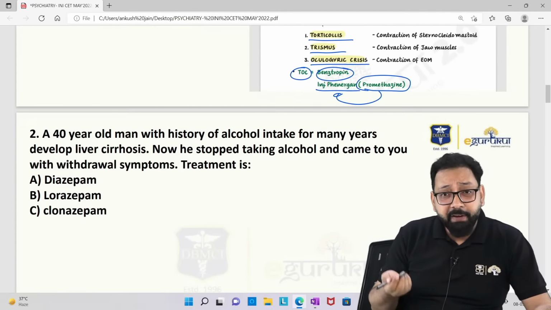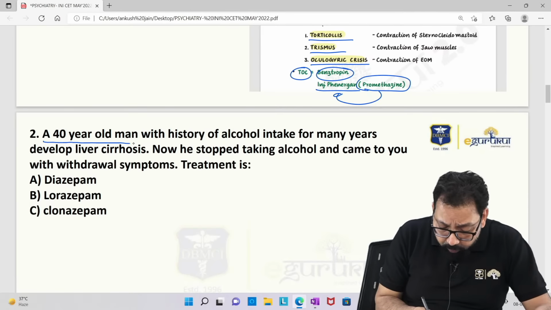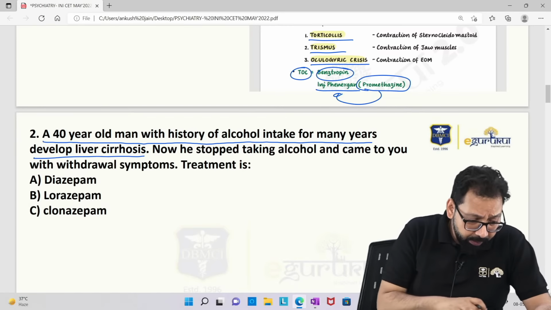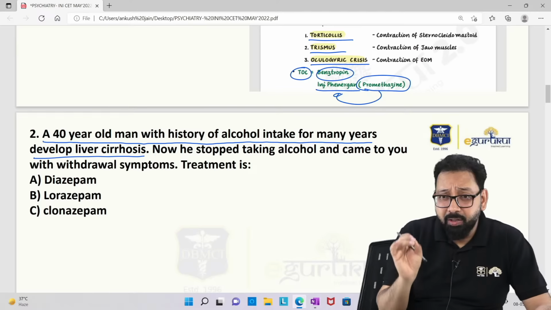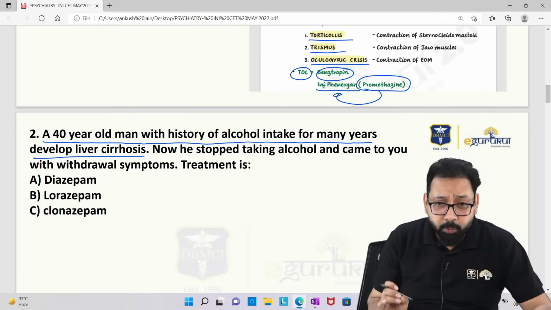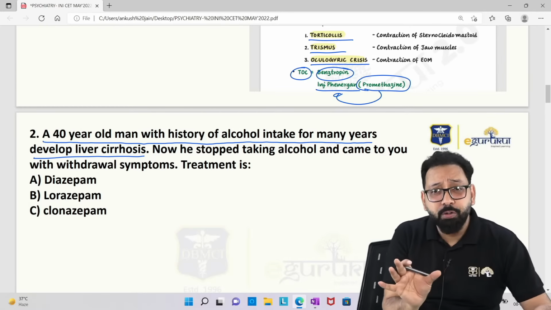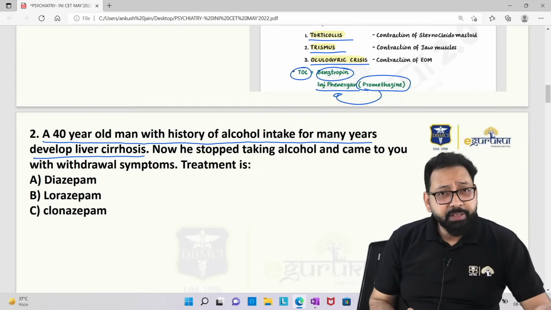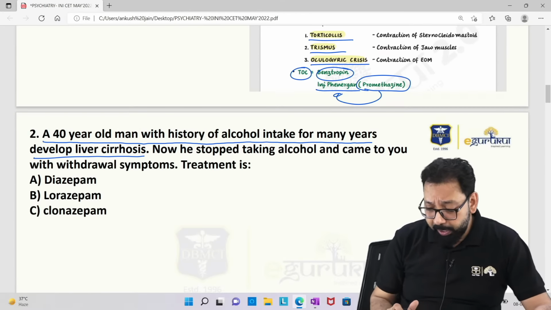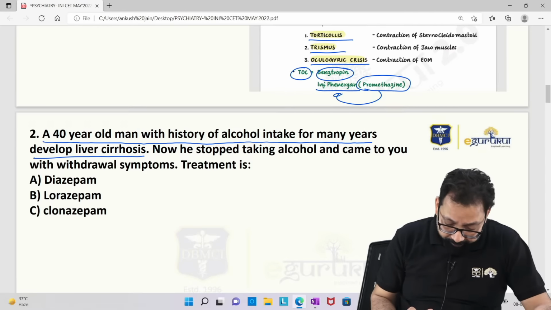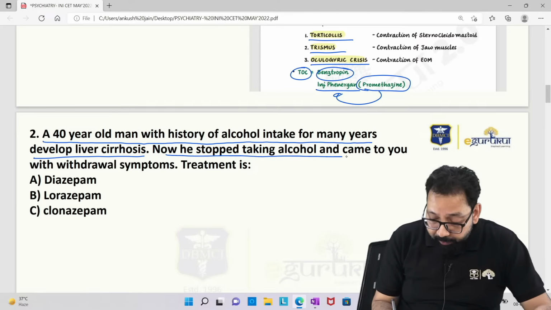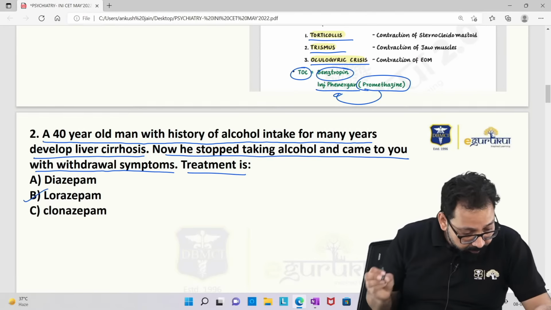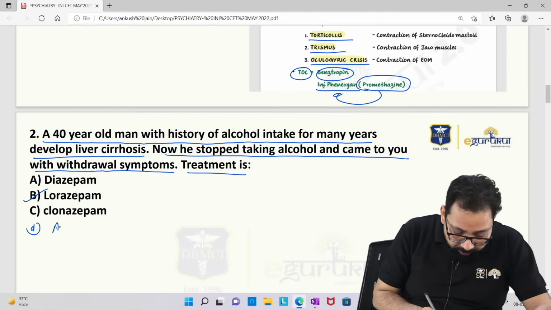Question number 2. I think this is again a very frequently asked question. A 40-year-old man with a history of alcohol intake for many years developed liver cirrhosis. Please do reply if you find any other question. I collected these questions from my reliable resources, so I feel this must be correct. Now he stopped taking alcohol and comes to you with withdrawal symptoms. Treatment is lorazepam. Fourth option, alprazolam.